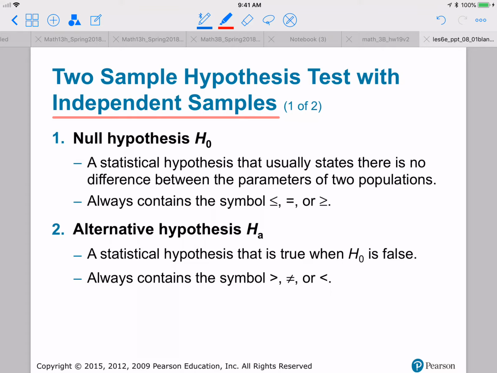Typically, we have the same setup. You'll have a claim. This time, instead of your claim involving just one sample, your claim will involve two samples, and it will involve comparing the two samples. So typically, a statistical hypothesis states that there is no difference between the parameters of the two populations.